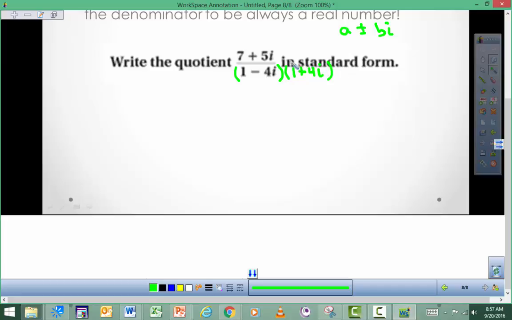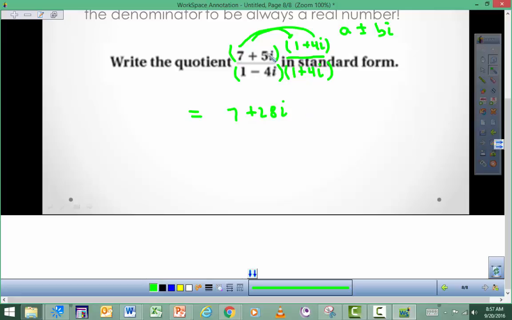Okay? And you're going to have to do the same thing in the numerator. You have to multiply by the same conjugate, 1 plus 4i. Well, now that you guys are all good at multiplying, because that's what we were doing on the previous 3 problems, you should be able to do this pretty easily. So if we simplify the numerator, we'd have 7 times 1 is 7. 7 times 4, 28i.